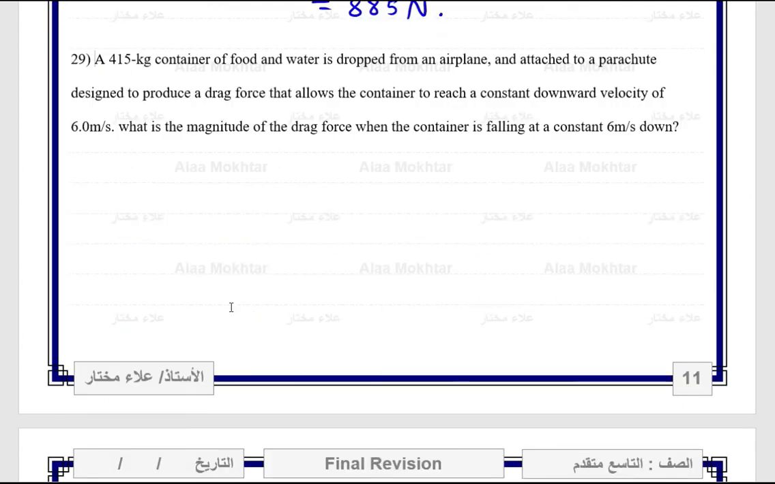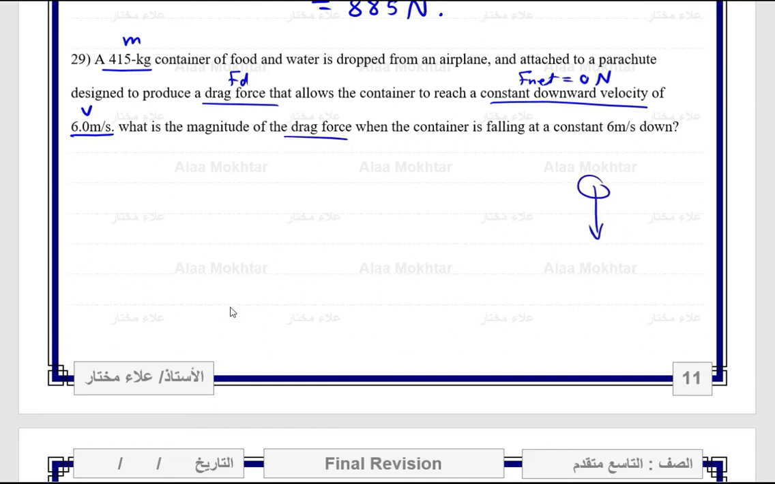The next one: a 415 kilogram container of food and water is dropped from an airplane and attached to a parachute designed to produce a drag force Fd that allows the container to reach a constant downward velocity, so that F net equals 0, at 6 meters per second velocity. What is the magnitude of the drag force?